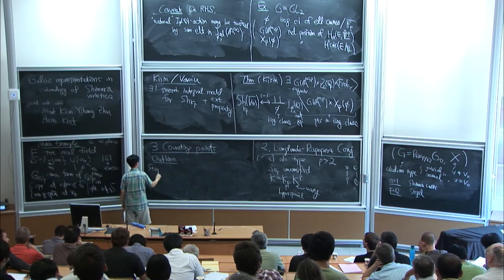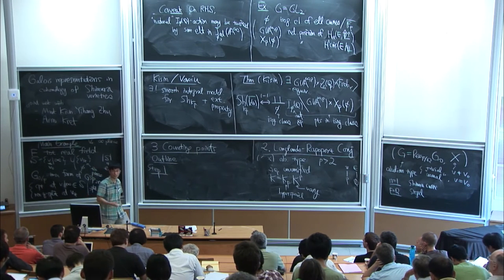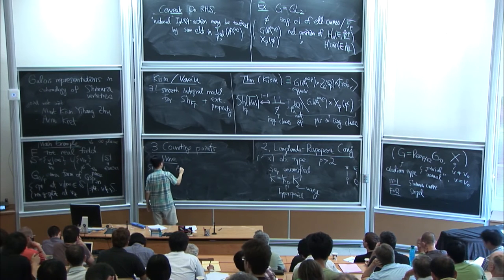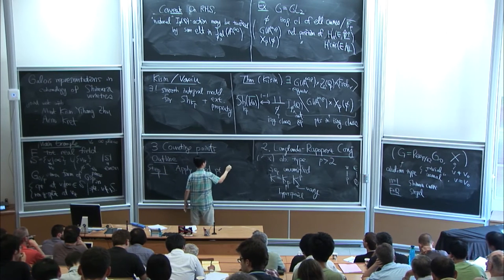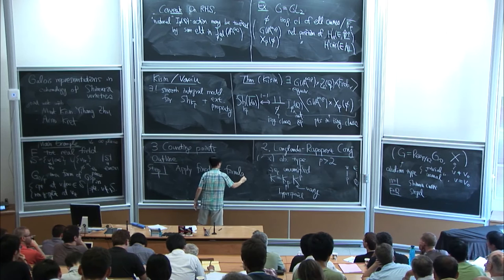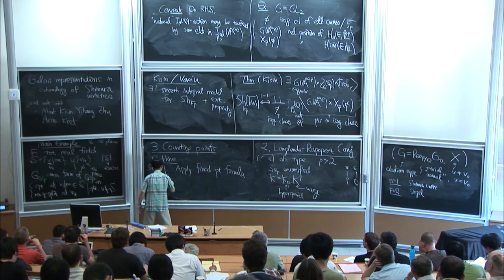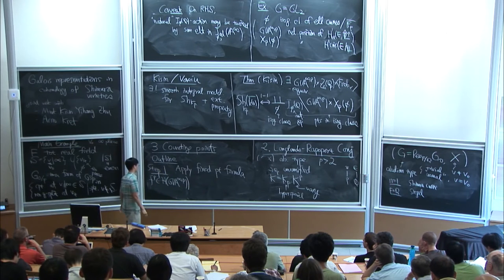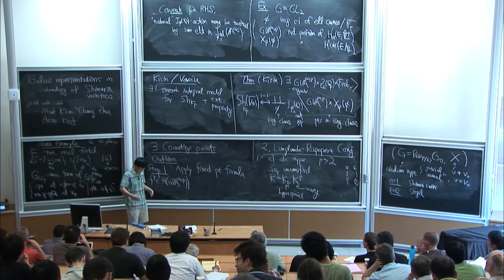So the first thing you do, as I said, is apply the fixed point formula, and what do you get? Basically you have some element in the Hecke algebra, meaning that it's locally constant.